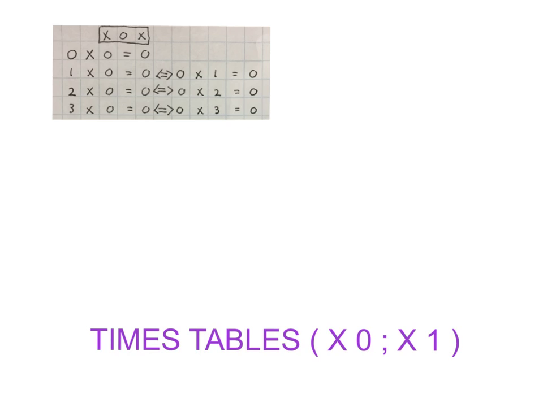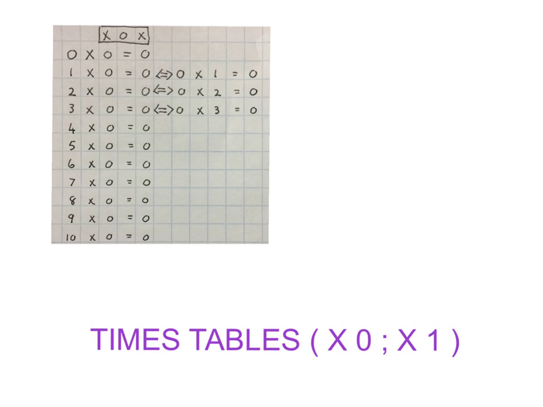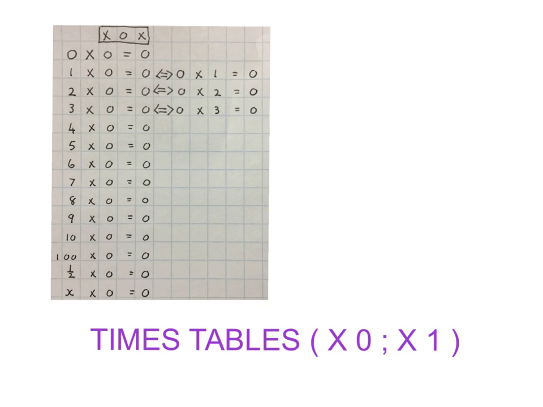Please don't underestimate the times naught table. The switches should run through with a child in grade 1 all the way up to 10 times naught. Then for a stronger child, you can ask what is 100 times naught, a half times naught, and even x times naught. All the answers are naught. Do not try and teach a child now what x is. Just work outside the frame of the baby work.